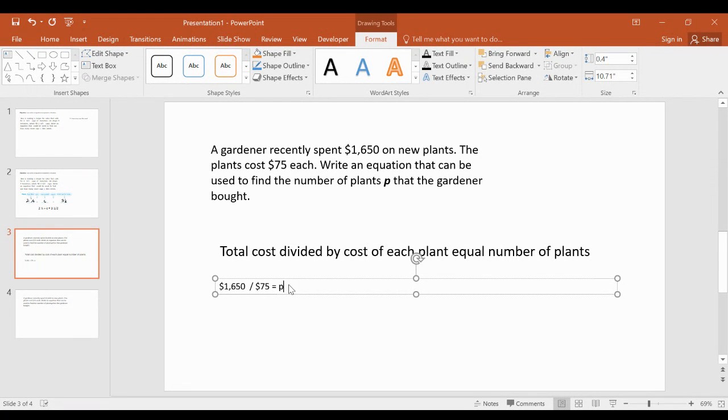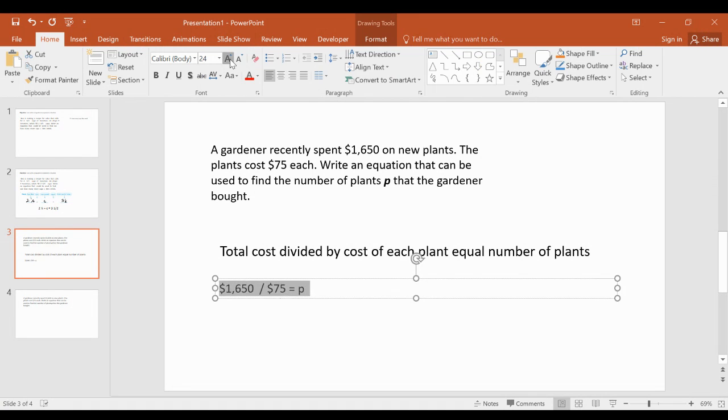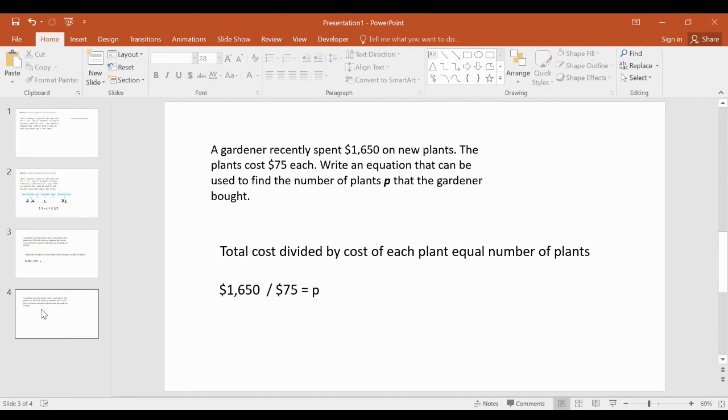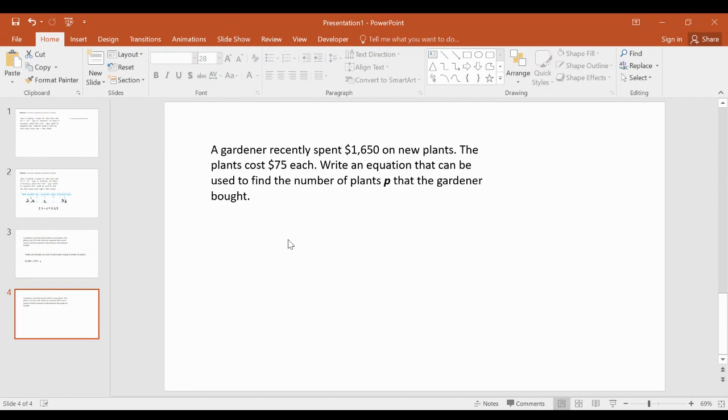The really good thing about word problems is that sometimes there are different ways that we can think about a word problem. We can come up with different equations. So let's take a look at another way, using exactly the same problem. Again, a gardener recently spent $1,650 on new plants. The plants cost $75 each. Write an equation that can be used to find the number of plants, P, that the gardener bought.